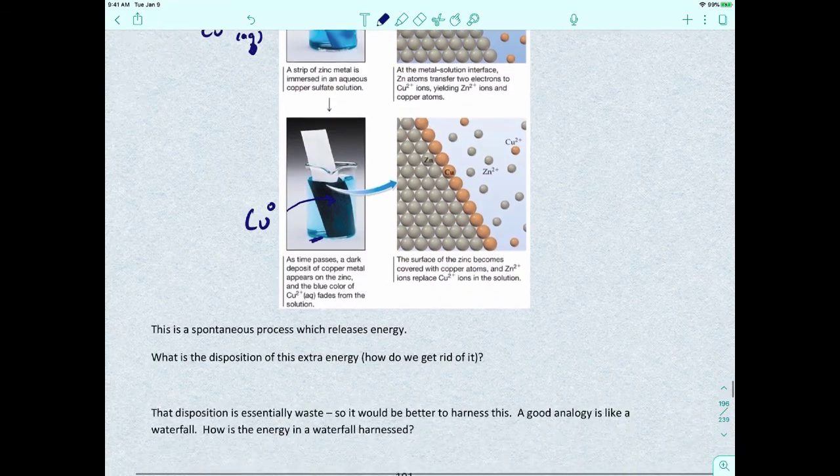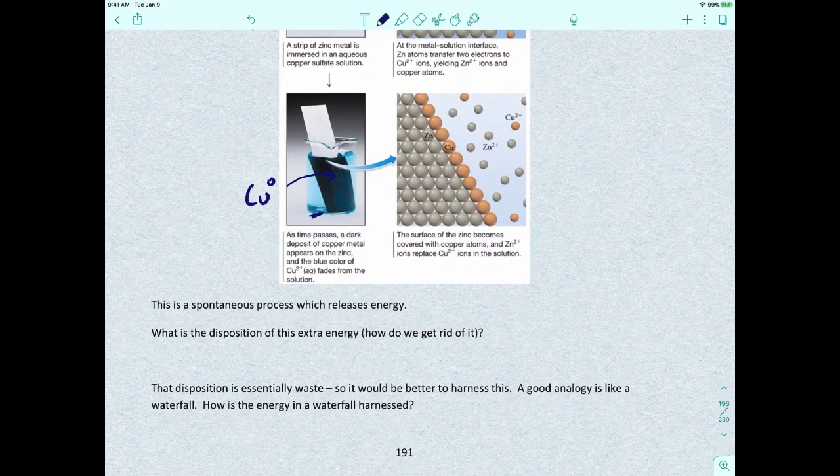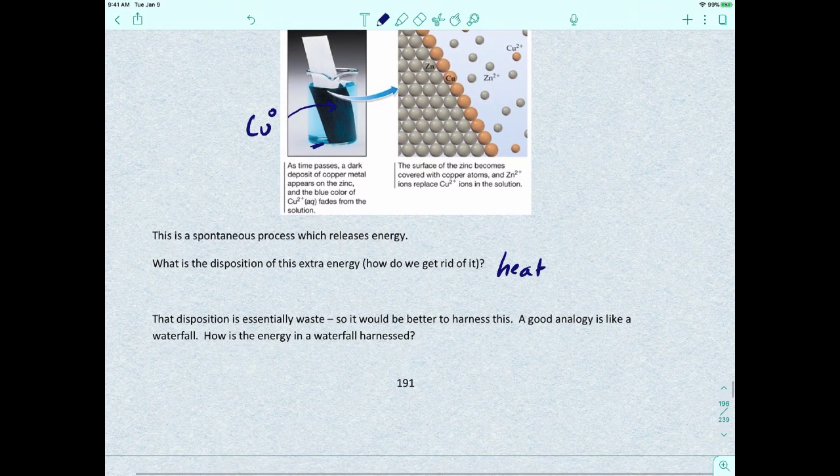Now, this is a spontaneous process that releases energy. And what is the disposition of this extra energy? It's heat. So if you feel the beaker, you're going to feel that heat generated from this reaction. Now, that heat is essentially wasted, because all it's doing is escaping into the surroundings. If there was a way that we could harness that heat, though, that would be pretty cool.